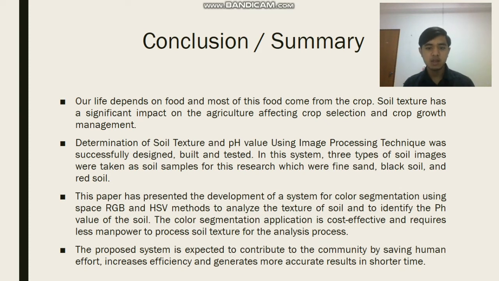The color segmentation application is cost effective and requires less manpower to process soil texture for the analysis process. The proposed system is expected to contribute to the community by saving effort. Compared to the conventional method, Robinson's pipette method, which is laborious and time consuming, this paper's approach increases efficiency and generates more accurate results in a shorter amount of time.